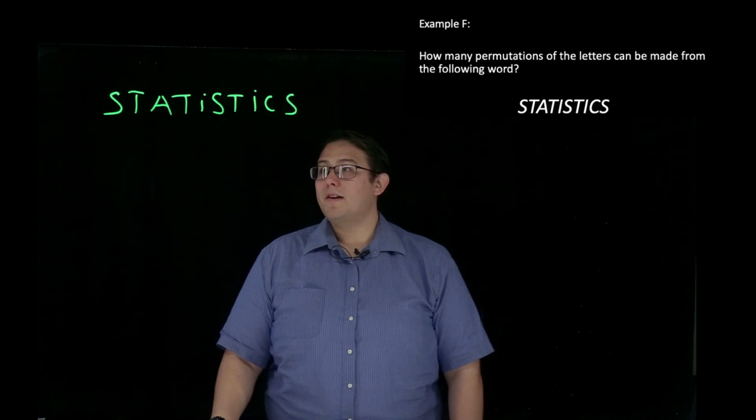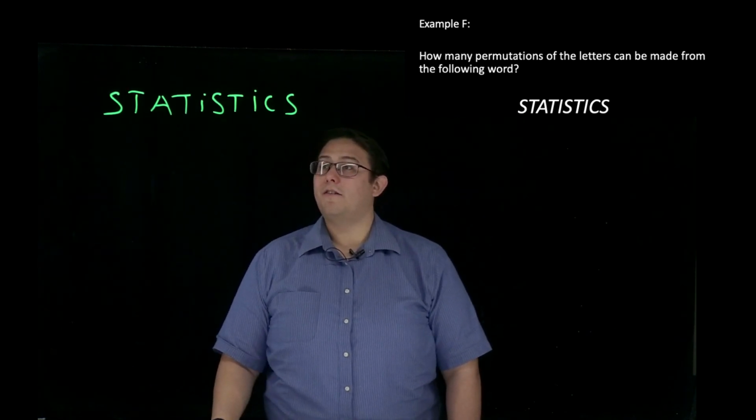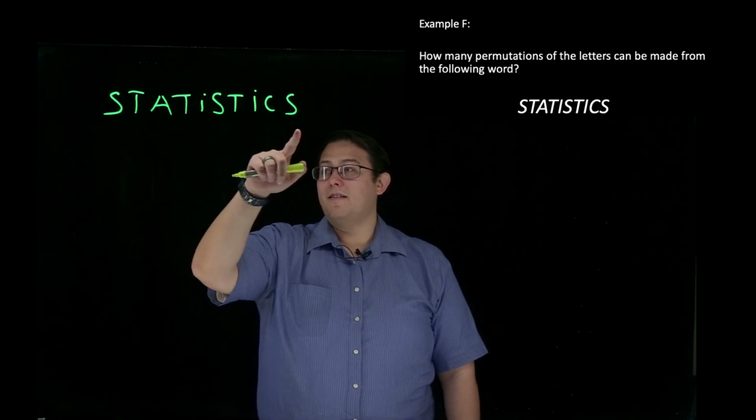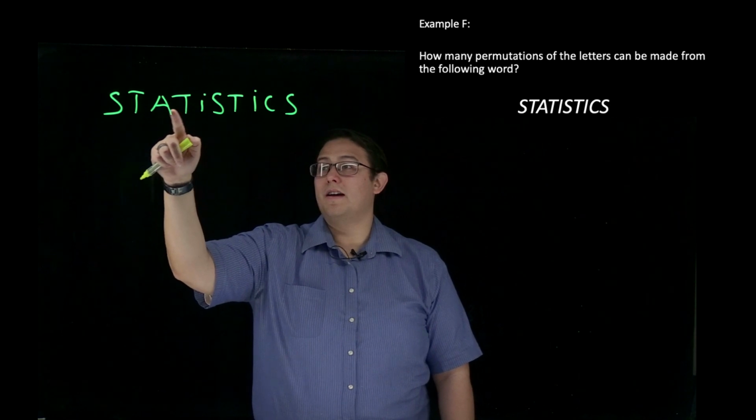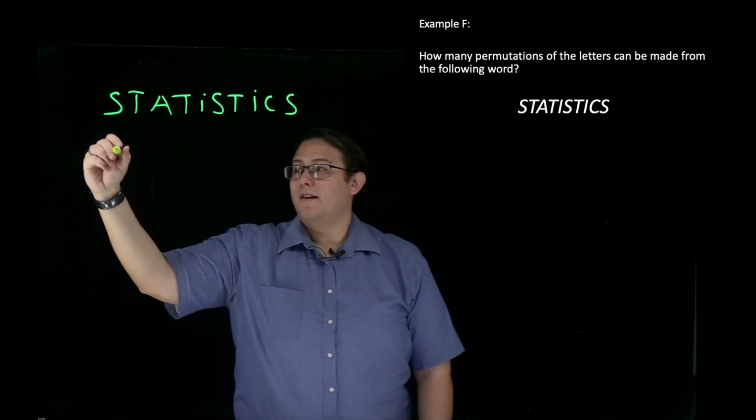The goal is to figure out how many different ways we could rearrange all these letters. So what you do is you count the number of letters. We have 1, 2, 3, 4, 5, 6, 7, 8, 9, 10. So our n is 10.